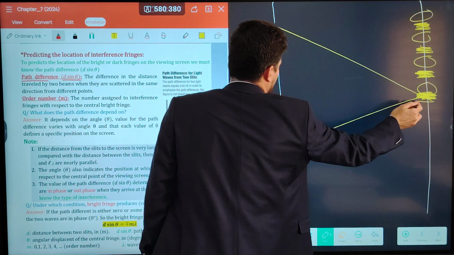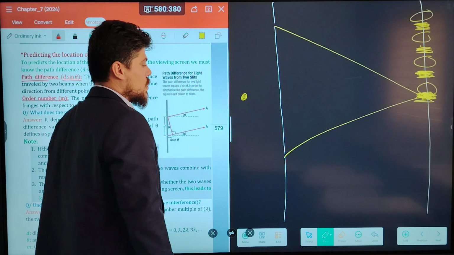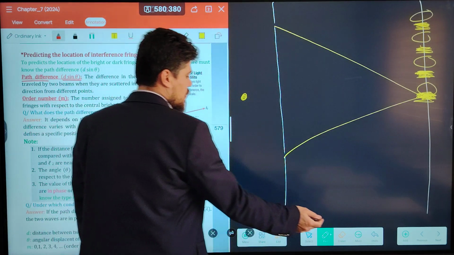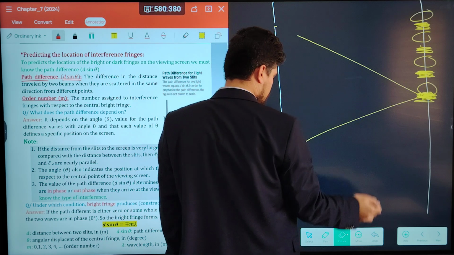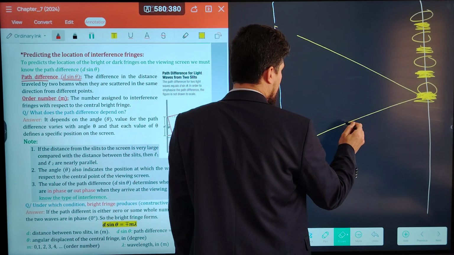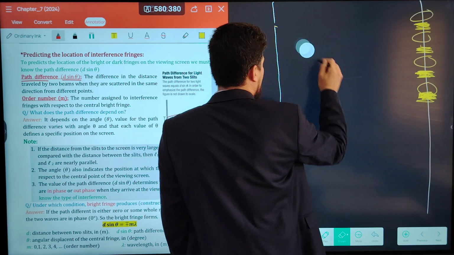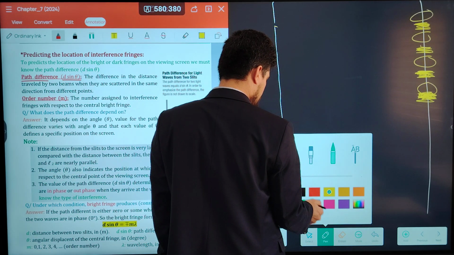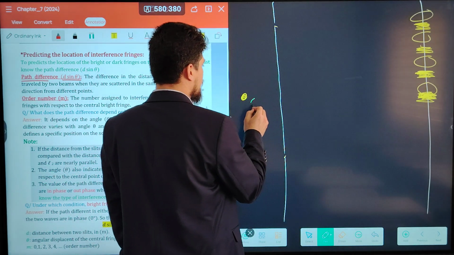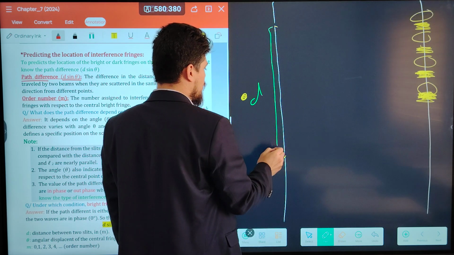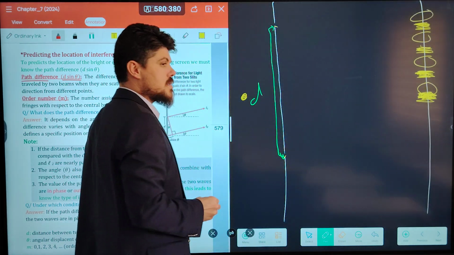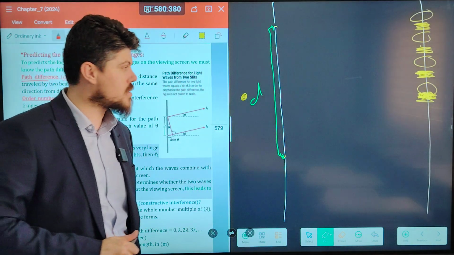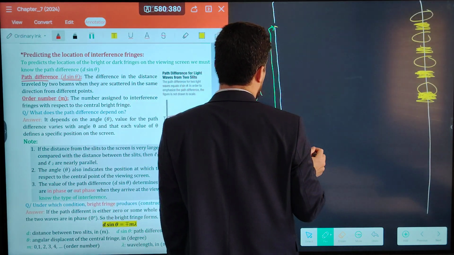For the first central bright fringe, path difference is 0, but for the first bright fringe, we have path difference. Guys, be careful. What is this? This is distance. Distance between what? The two slits. The slit separation. Distance between the two slits is called the slit separation distance, or d.